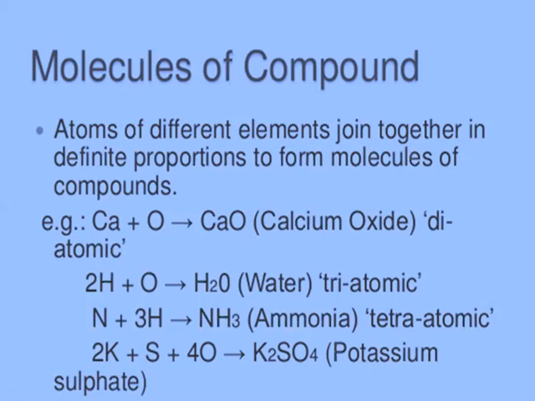Atomicity 2 plus 1 plus 4, that is 7, and it is an example of a heptaatomic molecule. Tri, tetra, hepta, all are examples included in polyatomic molecules of compounds.